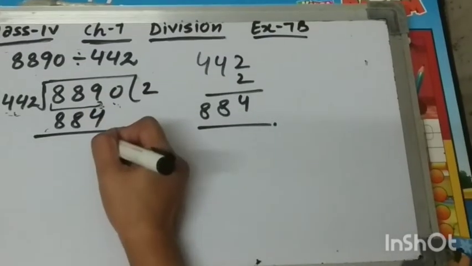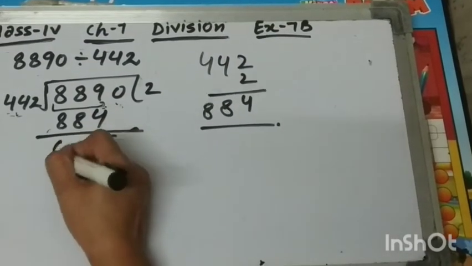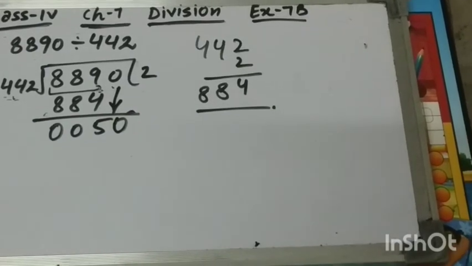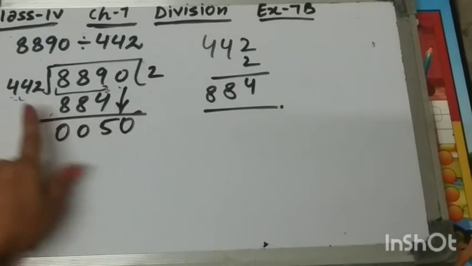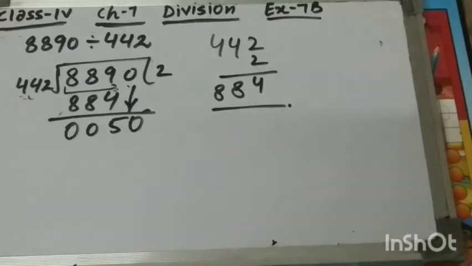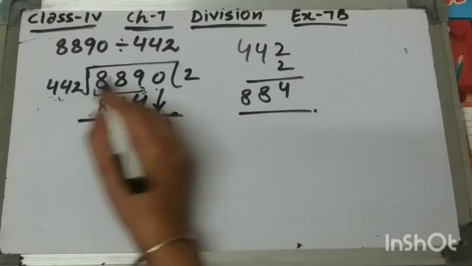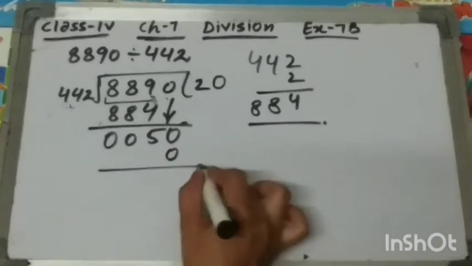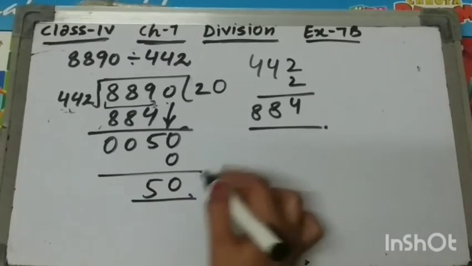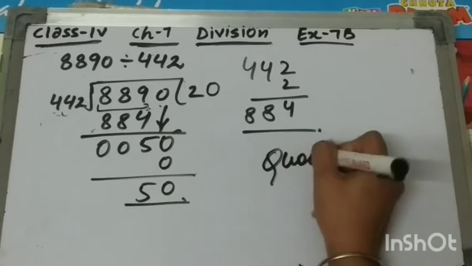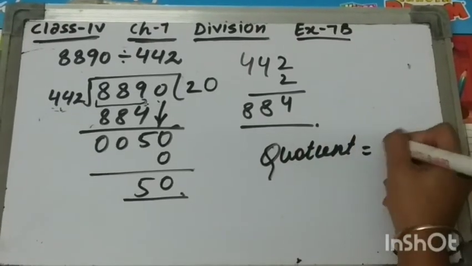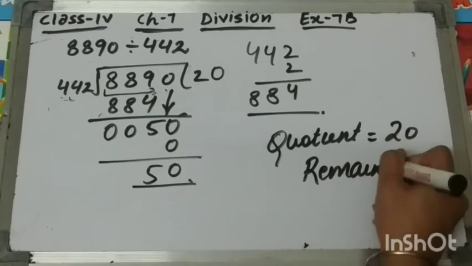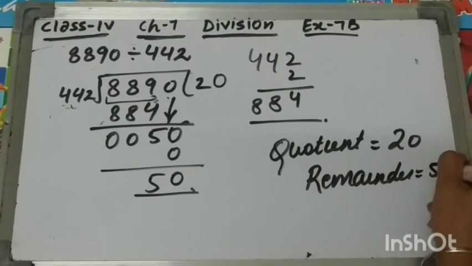Now 9 minus 4 is 5, 8 minus 8 is 0, 8 minus 8 is 0, and bring this 0 down. Now this 50 is less than 442, so put a 0 here and 442 zeros are 0. So our quotient is 20 and remainder is 50.